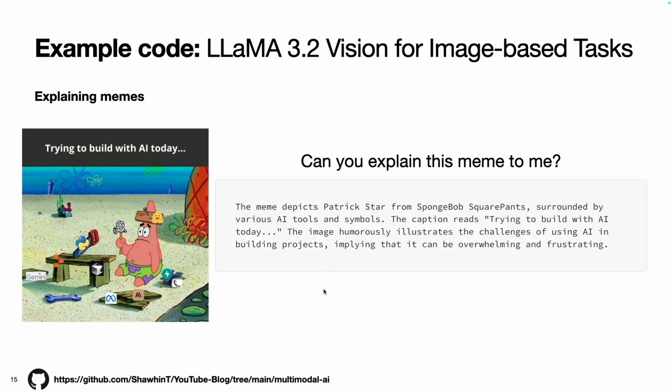The meme depicts Patrick Star from SpongeBob SquarePants surrounded by various AI tools and symbols. The caption reads, trying to build with AI today. The image humorously illustrates the challenges of using AI in building projects, implying that it can be overwhelming and frustrating. So I think it got the gist of the meme. It recognized Patrick, which is kind of amazing when you think about how this model was trained, using that path 2 of aligning an image encoder with Llama 3.2's internal concept space.